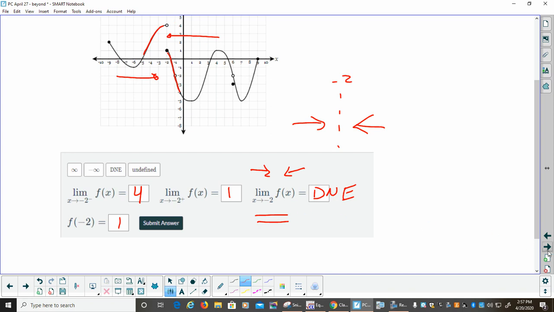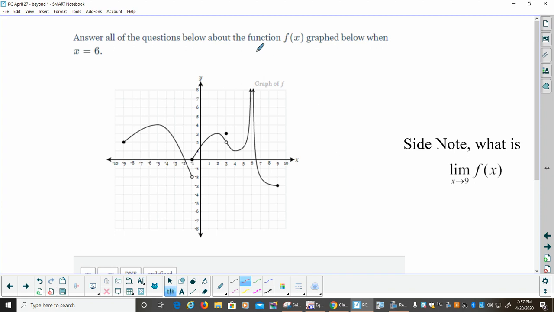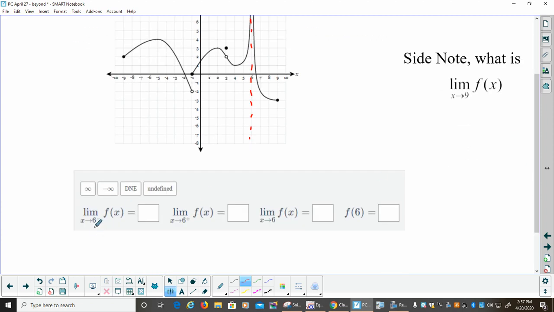Okay. Let's try the next one. There's a vertical asymptote that's splitting this right down there. It's saying, what is the limit as you approach 6 from the left? As you approach 6 from the left side, your y values are shooting up to infinity. I'll get back to this in a second. As you approach from the right, your y values also shoot up towards infinity. They both are shooting up towards infinity.